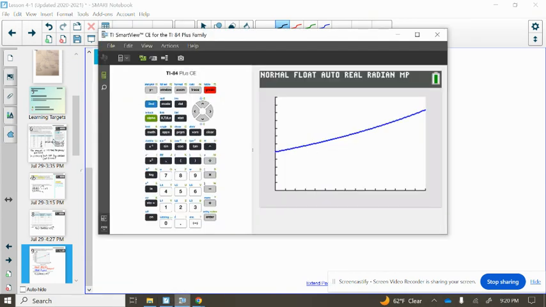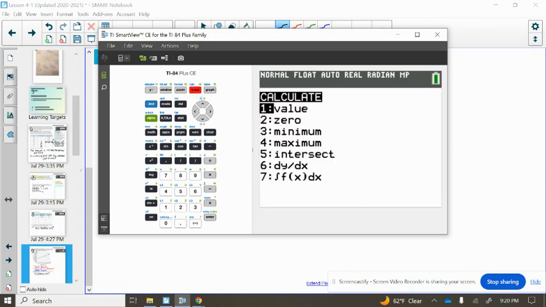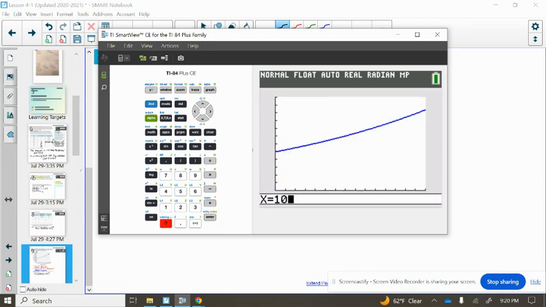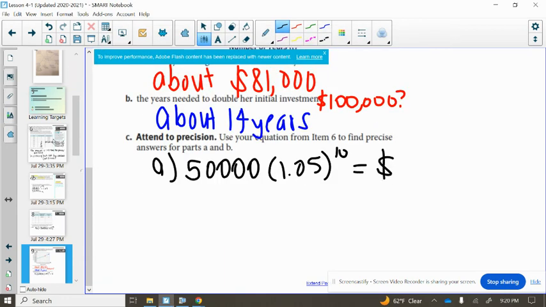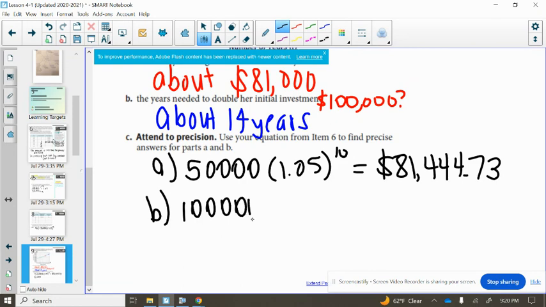So if you go under the second trace, there's this calculate menu. You can calculate a value. So if I want to plug this in for after 10 years, it's showing me again I have a little over $81,000. This one, $81,444.73 on that one.